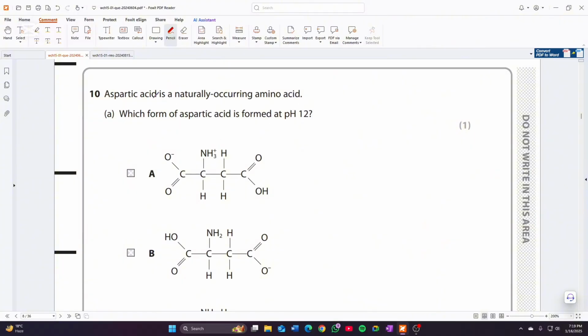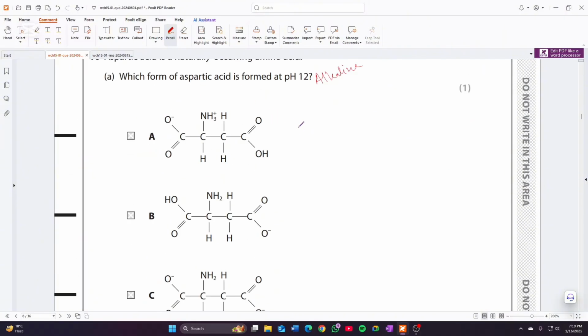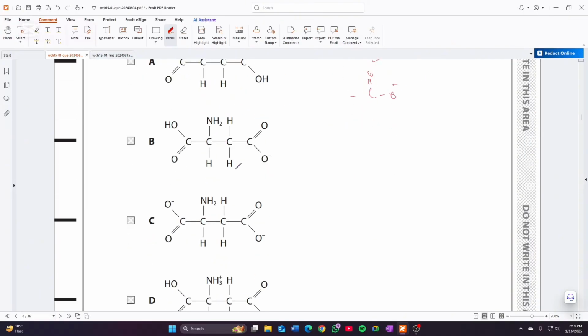Next question. Aspartic acid is a naturally occurring amino acid. Which form of aspartic acid is formed at pH 12? So this pH 12 means it's an alkaline condition. Therefore, since this is an acid, the acids will lose H plus. Acid means COOH, so this will lose this H plus and form a COO minus. So we need 2 COO minus in this acid, and which configuration actually shows that?